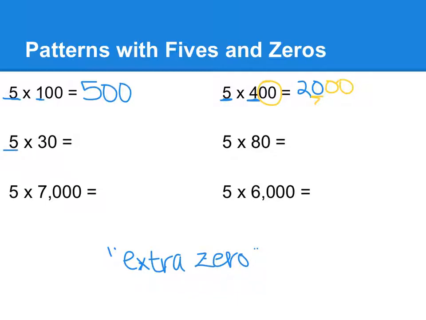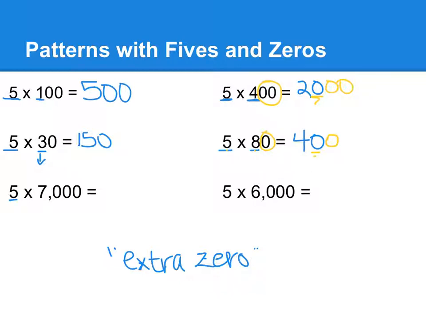Here we have 5 times 30. We know that we can do 5 times 3, which is 15, annex a 0. Multiplying 5 by this odd number 3 does not result in an extra 0. 5 times 80, we would multiply 5 times 8, which is 40. And then we annex the 0 on the end. So again, it looks like there's an extra 0 in our answer, but there's not. The extra 0 here is just a result of multiplying 5 by an even number 8.